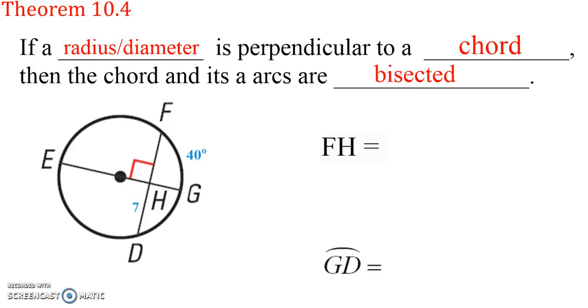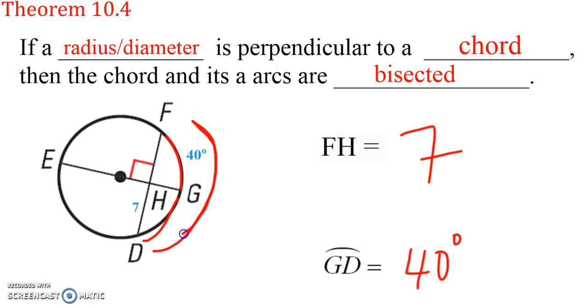So right here, simply saying HF is 7. It also says that if they're the same, then this piece and this piece would have to be the same. So GD would be 40. Just be careful. Sometimes I'll ask for FD, which you would know is 80. So just be careful what I'm looking for.